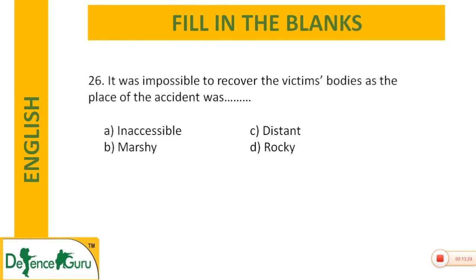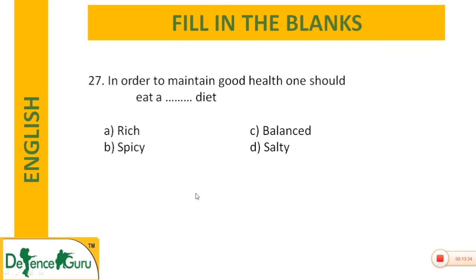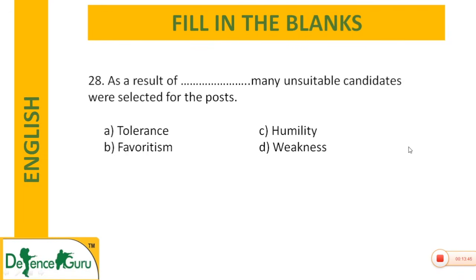26. It was impossible to recover the victims' bodies as the place of the accident was inaccessible. This is the right option. Option A is the correct one. In order to maintain good health, one should eat a balanced diet. Very simple question, and by reading it, you can easily guess the right option. 28. As a result of dash, many unsuitable candidates were selected for the post: tolerance, humility, weakness, favoritism. Generally in selection people have favoritism. So option B is correct.